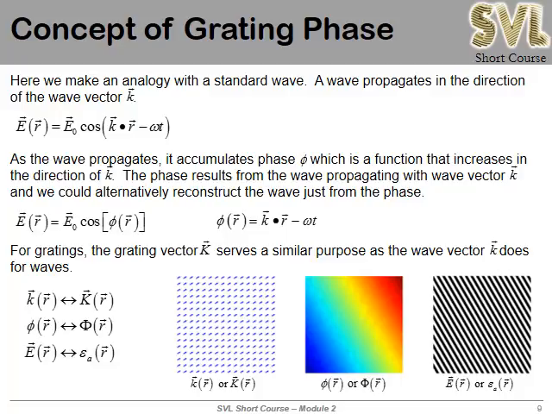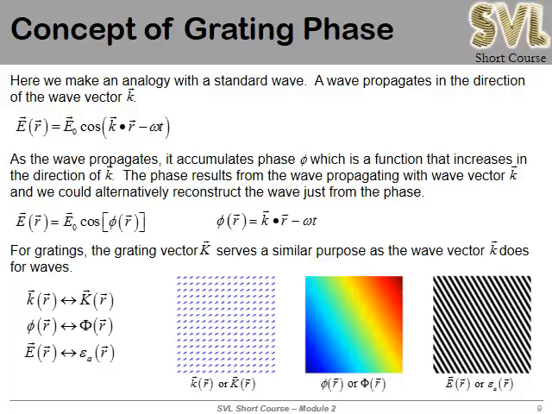So let's look at the form of a plane wave. We could write it this way. It has some amplitude and polarization, and multiplying that is a cosine term. There's a k dot r minus an omega t. Now here it's a lowercase k. That's called the wave vector.